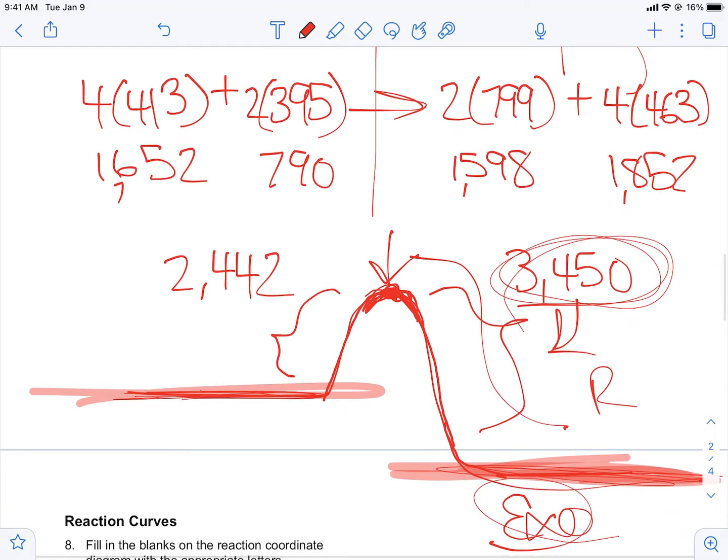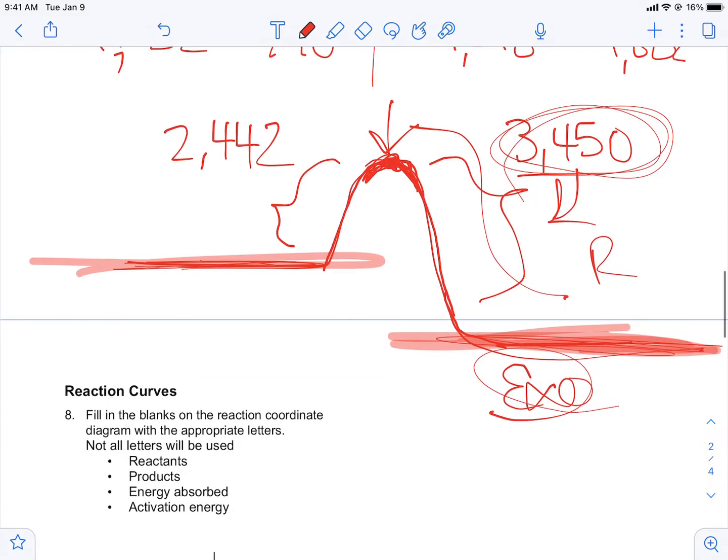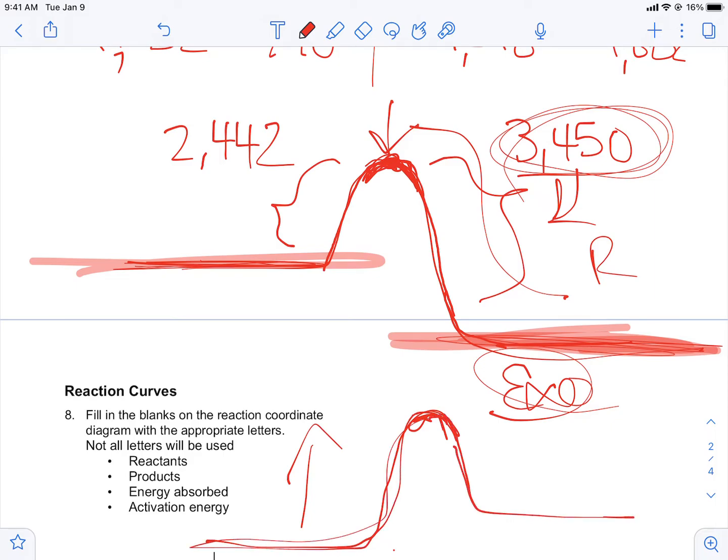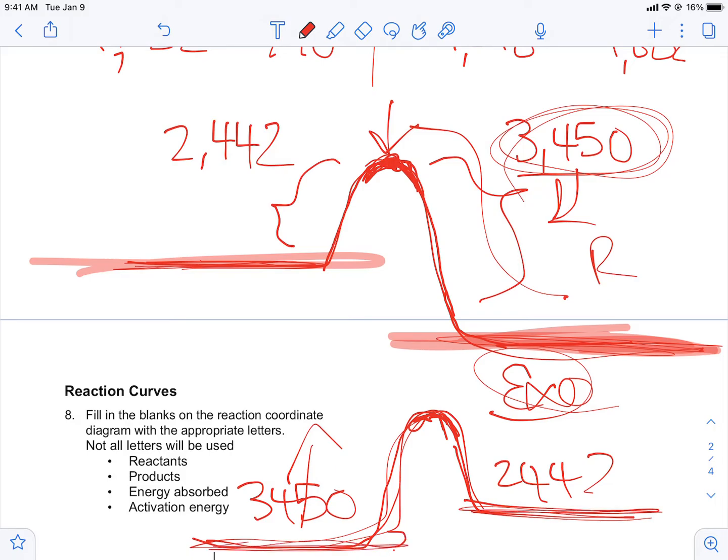Now on the flip side, well, what would it look like the other way? If you had a greater number on your left, that would mean that from the center of the reaction, you would rise in a greater amount of energy to get to that necessary amount to make the reaction happen, and you would lose less. So if it was flipped, and if you had 3450 on this side and 2442 on this side, that means that your final energy level would be actually higher than where you started, and that would be a net increase in energy, which would be endo.